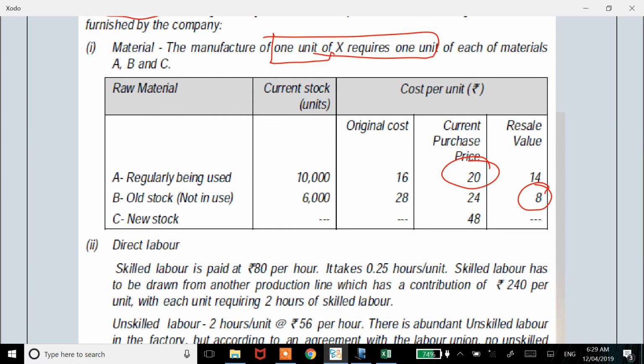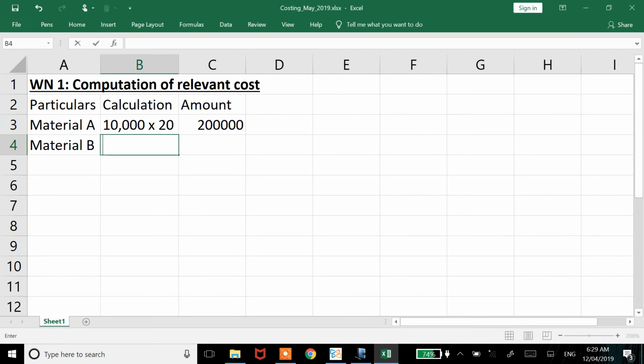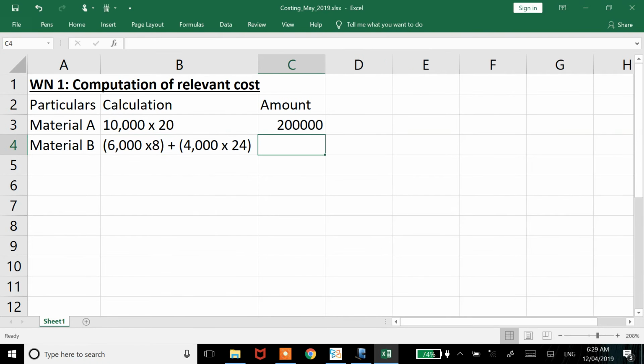Any doubts on this? So material B: 6,000 into 8 plus 4,000 into 24. Now in an exam scenario, you may have to give an explanation to this, saying what is in stock and what is out of stock, what you have analyzed. So that explanation has to flow in. 6,000 into 8 plus 4,000 into 24, 1,44,000. Any doubts on this?